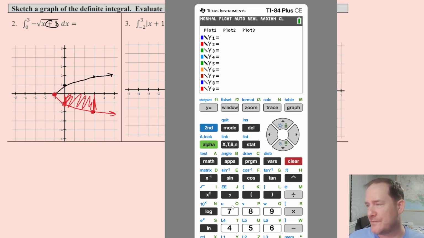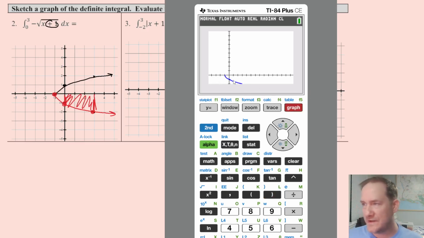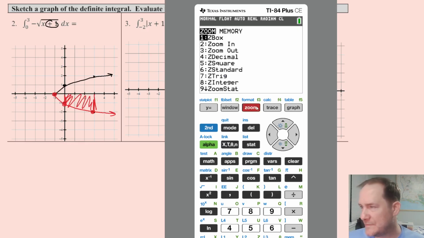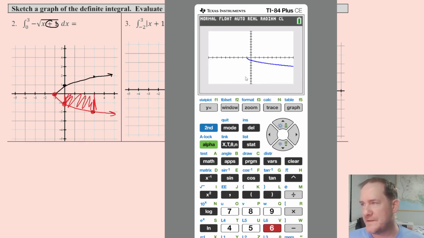But the first step, of course, is plug the function into the calculator. So it's negative square root of x plus 1. We can hit graph and make sure that looks how we expected. And it does. My window's bad. I'm just going to zoom 6. And I think that's plenty.